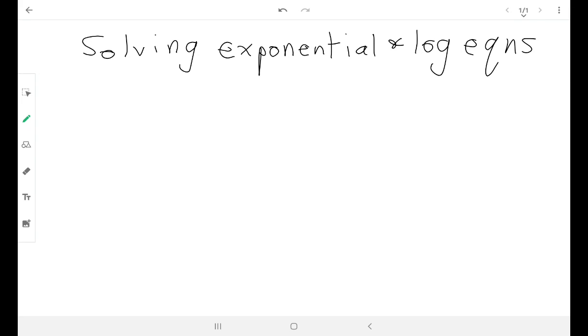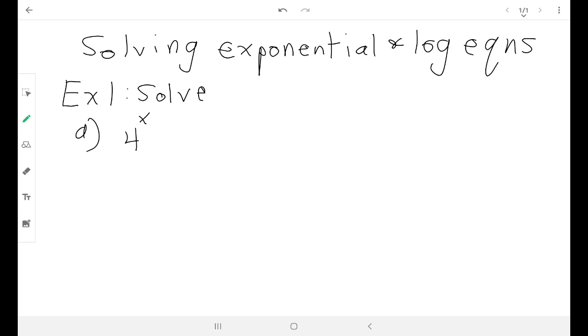Alright, so we're going to talk a little bit about how to solve exponential and logarithmic equations here. I'm just going to go through some examples. The first one, we want to solve these. We'll have a part A and a part B to this.